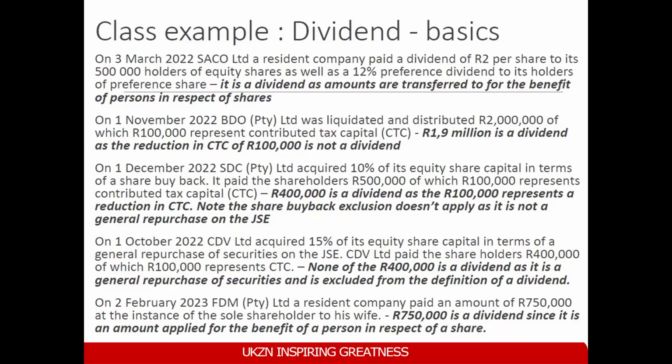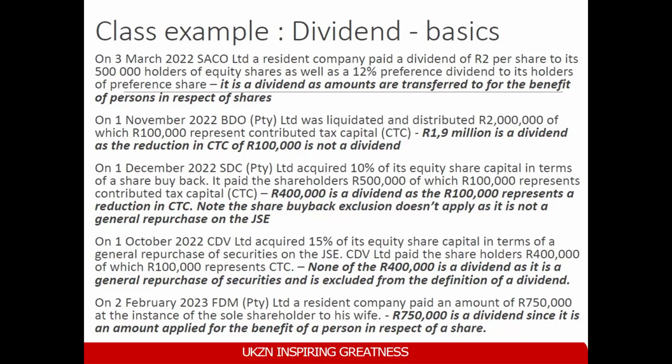We've got another example on 1st of November. BDO was liquidated and distributed 2 million, of which 100,000 represented contributed tax capital. So in this case, guys, as I said to you, it's not a dividend if it constitutes CTC. So for example, in this case, it's only 1.9 million that is a dividend, and 100,000 is not a dividend because it's a reduction of contributed tax capital.